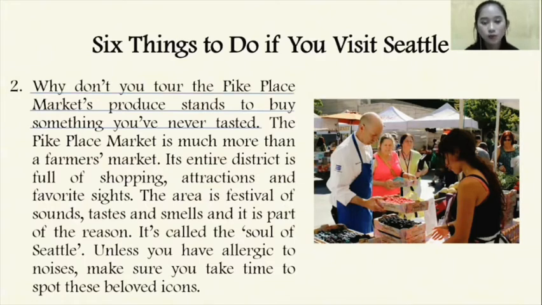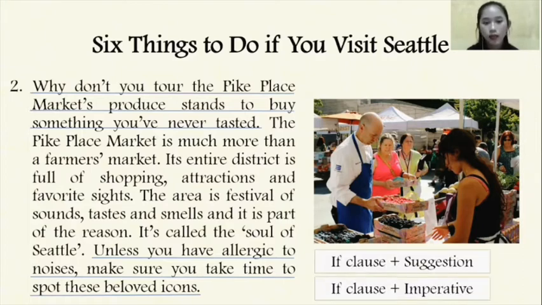First, why don't you? Remember before the paragraph, if you visit Seattle, why don't you tour the Pike Place Market? And then, unless you have allergy, unless is also a kind of conditional clause. And what are the types of these conditional clauses? So the first one, why don't you tour? If you visit Seattle, why don't you tour the Pike Place Market? It's if clause plus suggestion. And unless you have an allergy to noises, make sure you take time to spot. And it's if clause plus imperative.